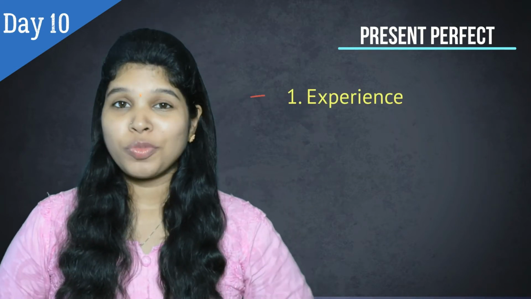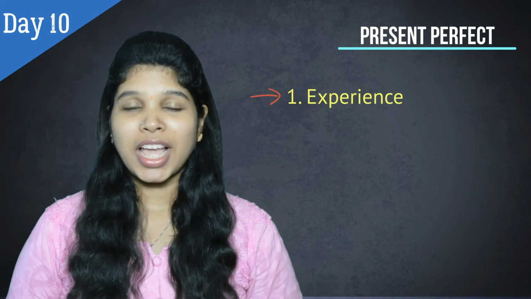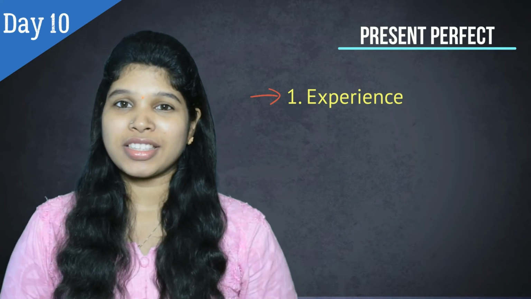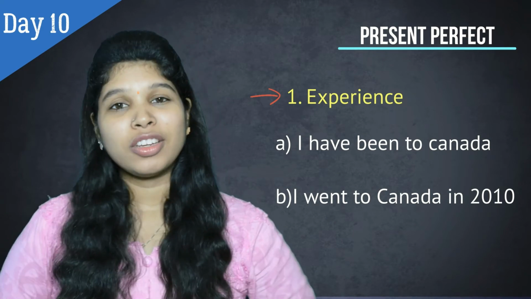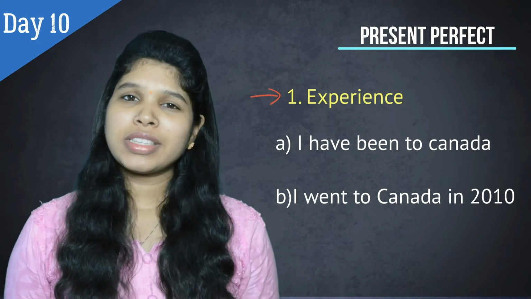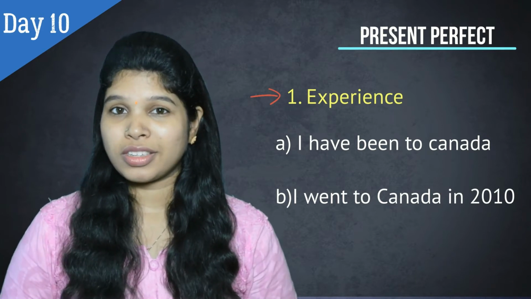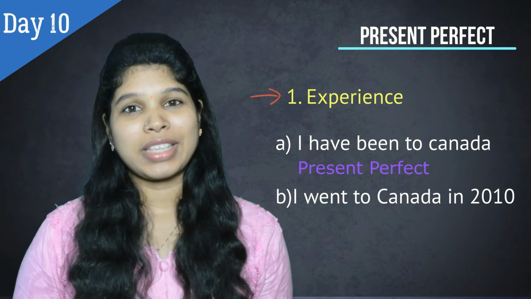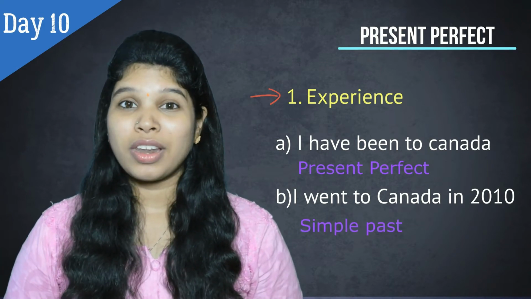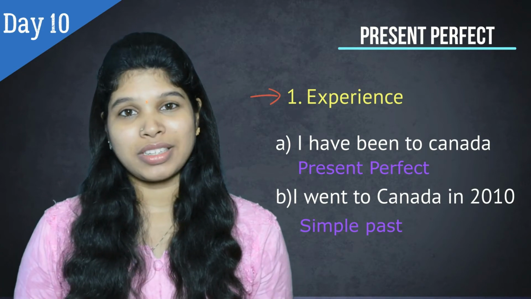See, one thing you must know. Present perfect is very much similar to simple past. Have a look at these two sentences. I have been to Canada. I went to Canada in 2010. Both the statements sound very much similar, but there is a difference. What is it? The first statement, I have been to Canada, is in present perfect. The second one, I went to Canada in 2010, is in simple past tense.